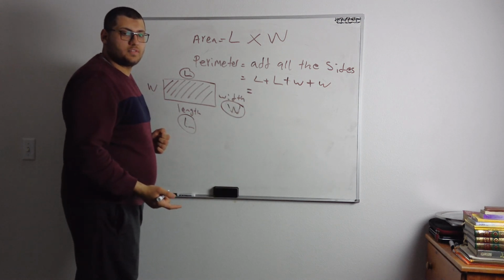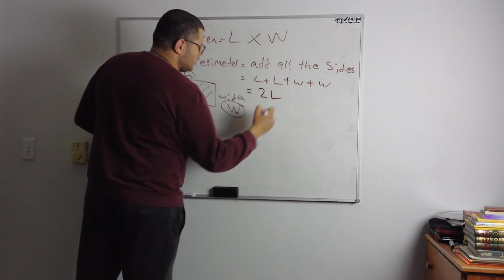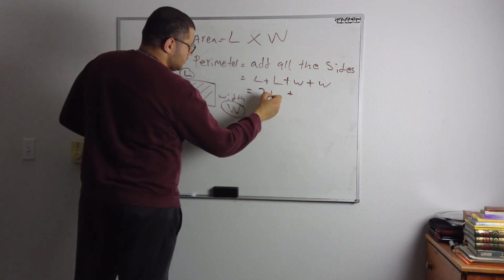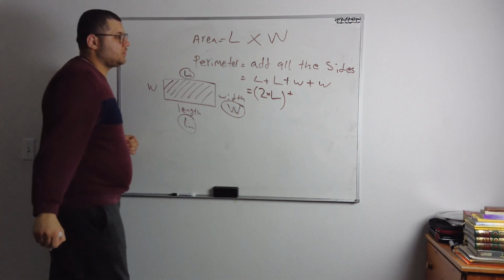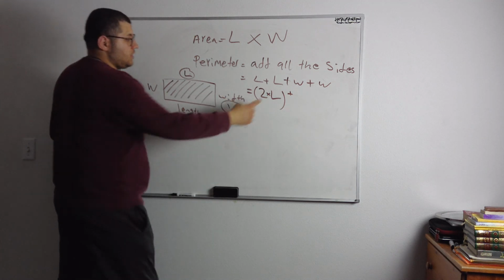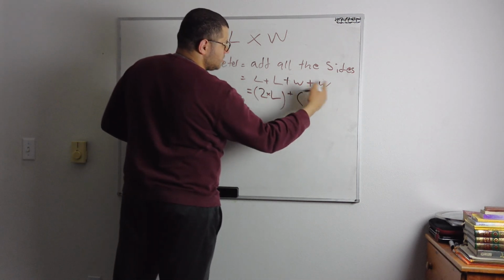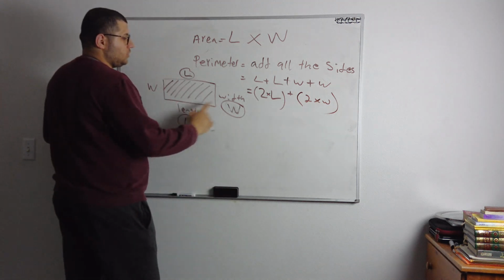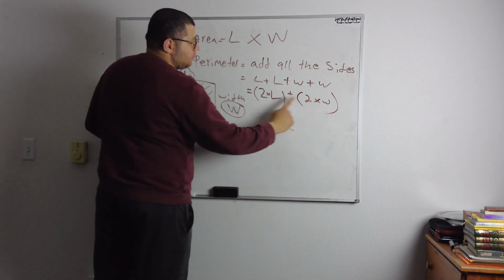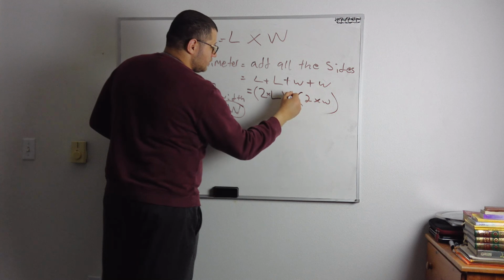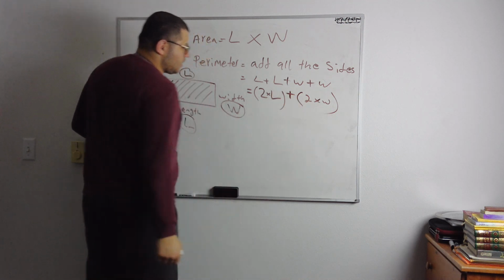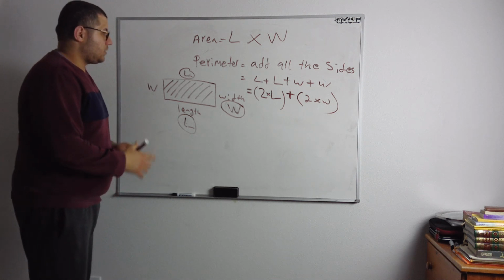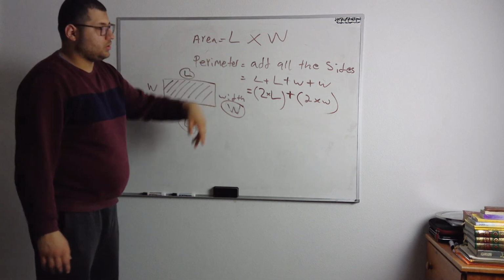So length plus length. What's another way of saying that? We can just say 2L. 2 times what? The length. Alright? 2 times the length. There you go. Same thing here. Instead of saying W plus W, we can just say 2 times the width. So you multiply your length by 2, multiply your width by 2, add them together to get the what? The perimeter. If this is complicated for you, you can just add all your sides together. Alright? Add all your sides together.